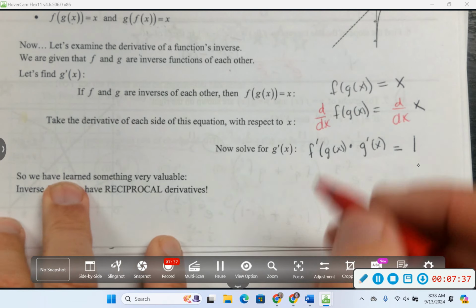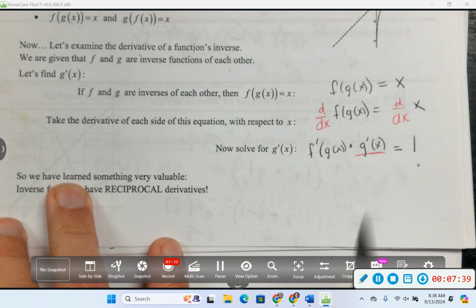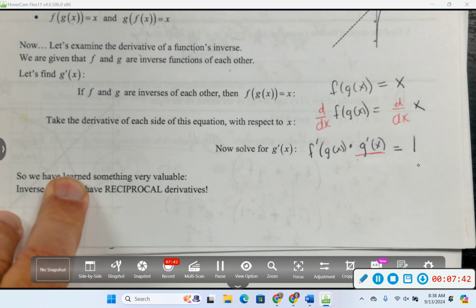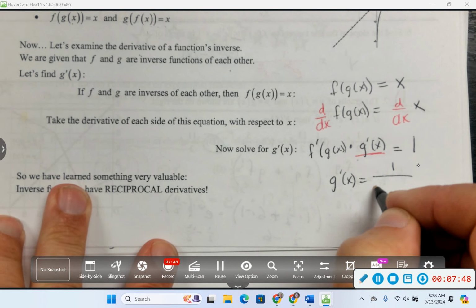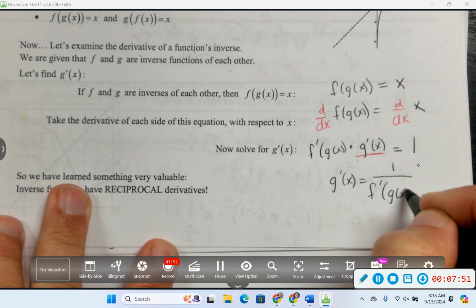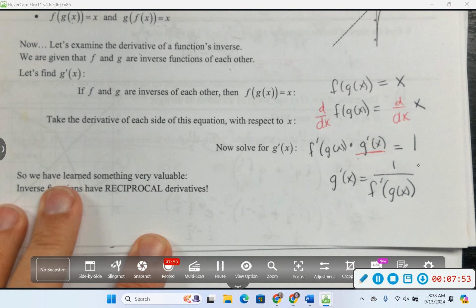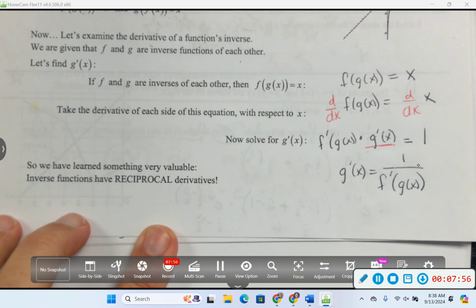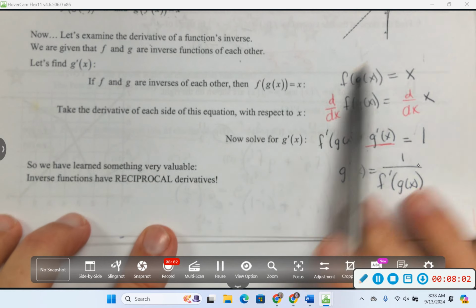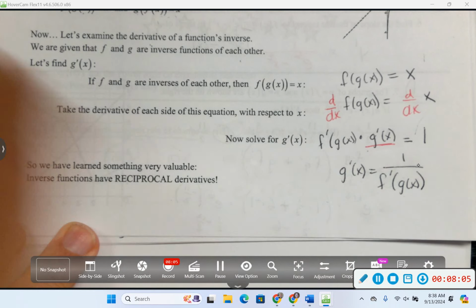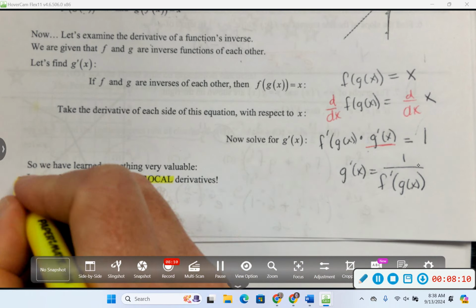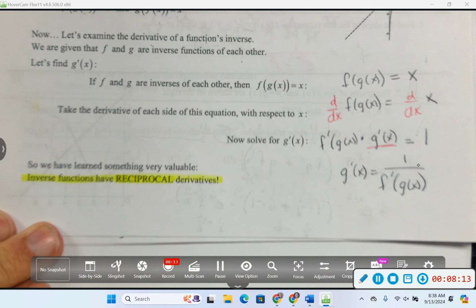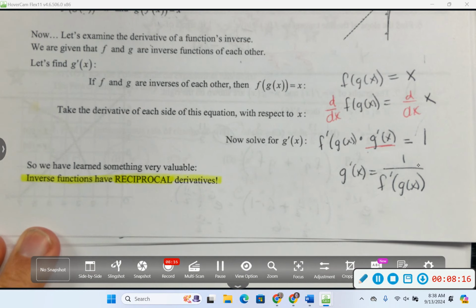And we did this to solve for g prime of x, because we're looking for the derivative of the inverse, because g and f are inverses. G prime of x is 1 over f prime of g of x. Okay, this is sort of the background proof of what we're going to use. You're not really going to have to do this every time. The main point is that we realize that inverse functions have reciprocal derivatives.